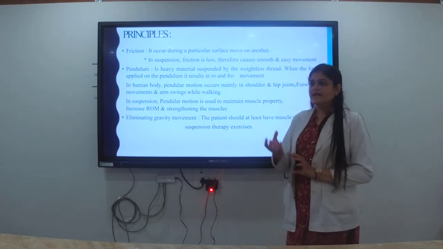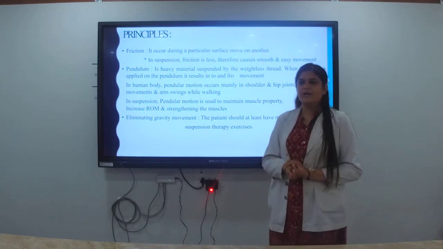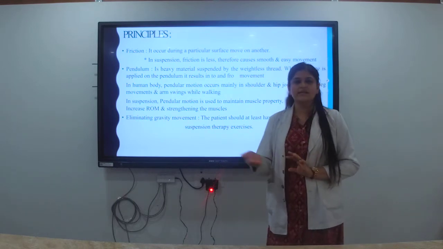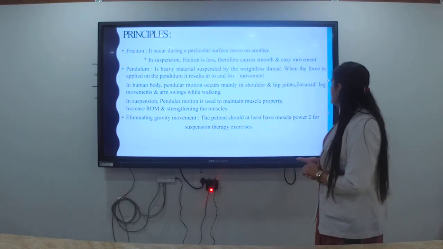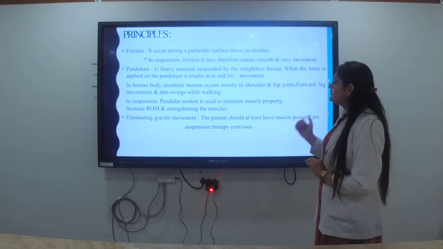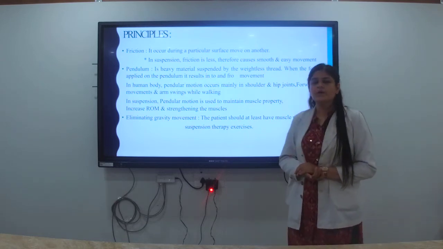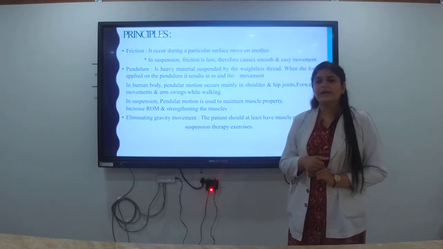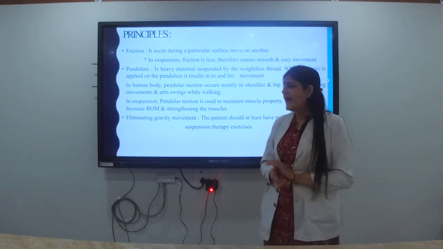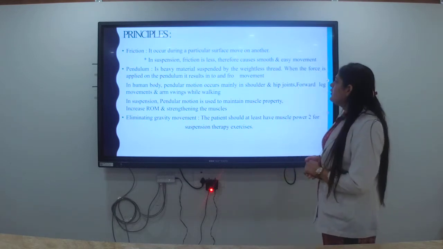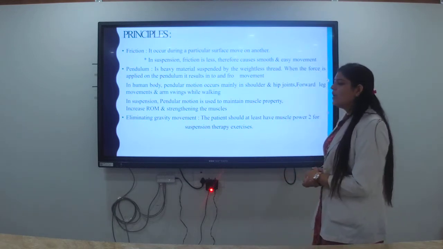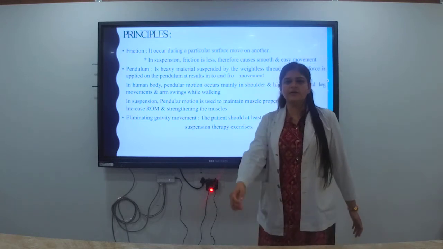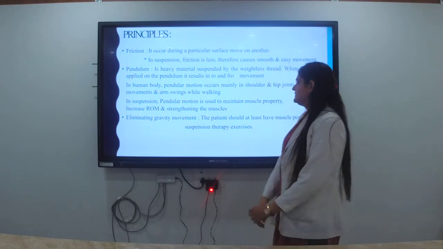So we see that the thread has to be weightless, which is attached to a mass, and once it is given some external force, we see oscillatory to and fro movements. When the force is applied, it results in to and fro movement. In the human body also, we get to see such pendulums, mainly in the ball and socket variety of joints. Those are the shoulder and the hip joints. Forward leg movements and the arm swings while walking could be one very good example. Like how we walk, that is a kind of pendular movement of our arms and legs.